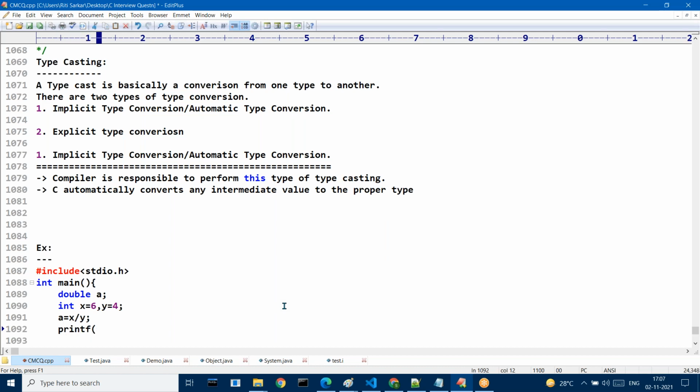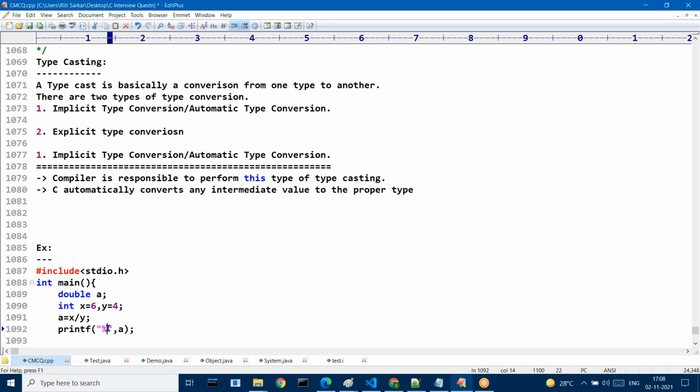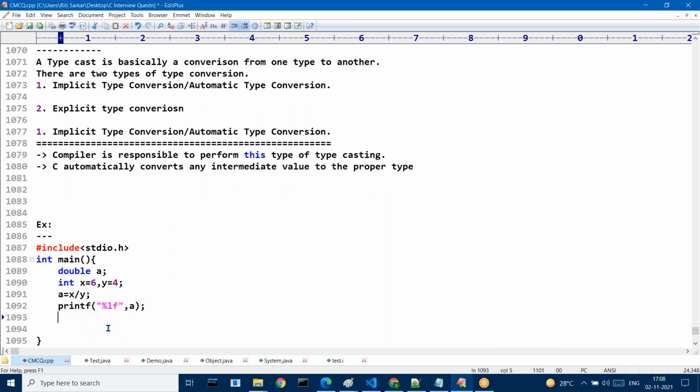I want to print the value. Which value? Sir, I want to print the value of A. If you want to print the value of A, what format specification will be required? Because you are using double. So for a double, what format specification will be required? It will be like %lf, return 0.